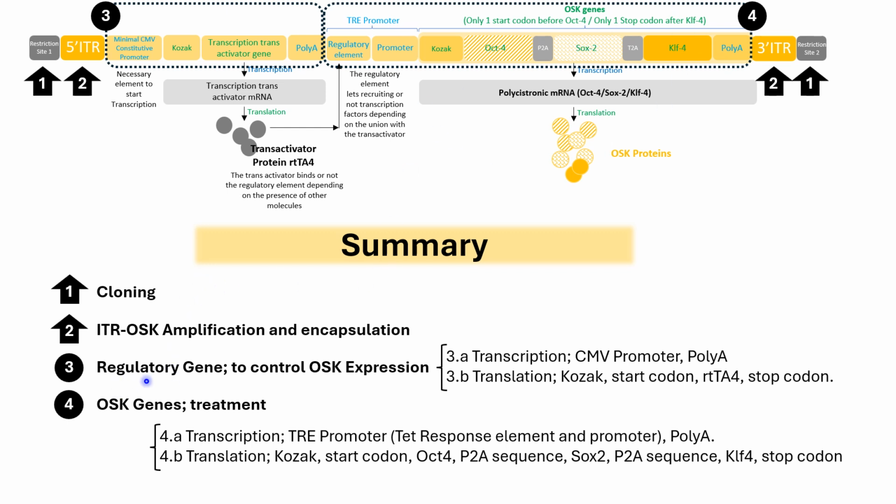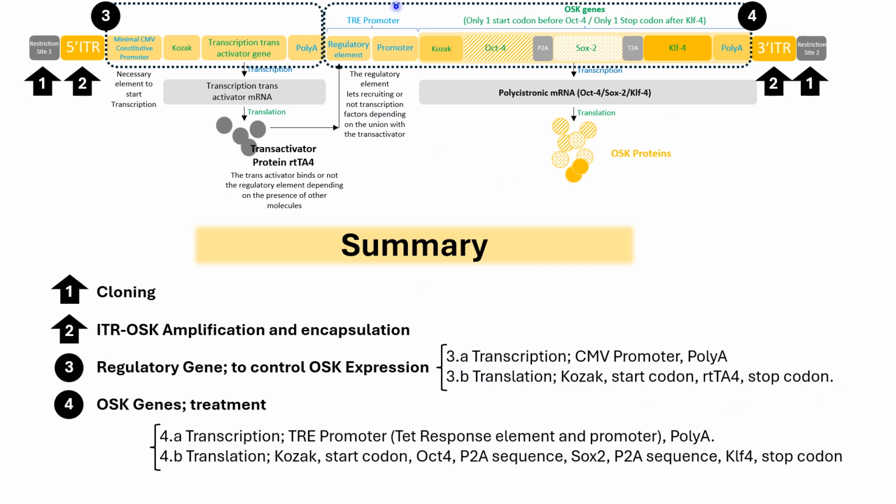So let's see the regulatory gene, the first cassette of genes that controls the OSK expression. It has transcription elements, that is the CMV promoter and the poly-A, and then it has translation information, that is the Kozak sequence, the start codon, the rtTA4 sequence, and the stop codon.